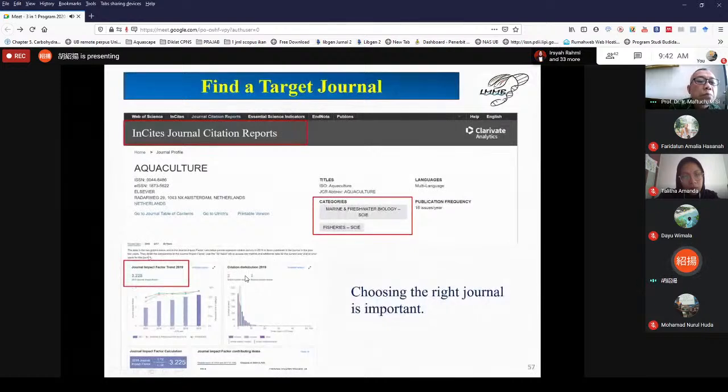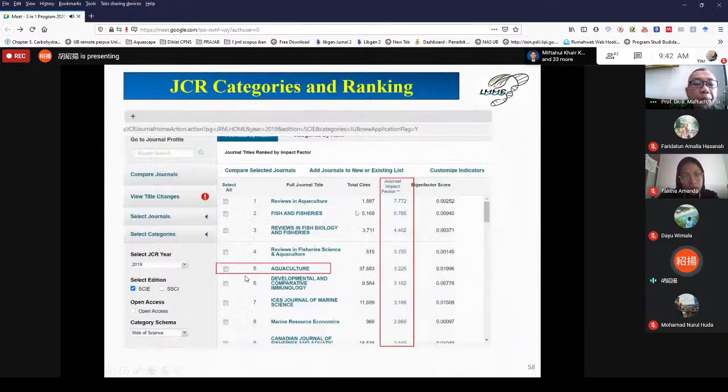Here I can see the impact factor is 3.225. But even if you know the impact factor, how do you know the ranking? You should enter the category, then it will have the list. The list shows all journals based on impact factor, so you can see the impact factor from high to low.